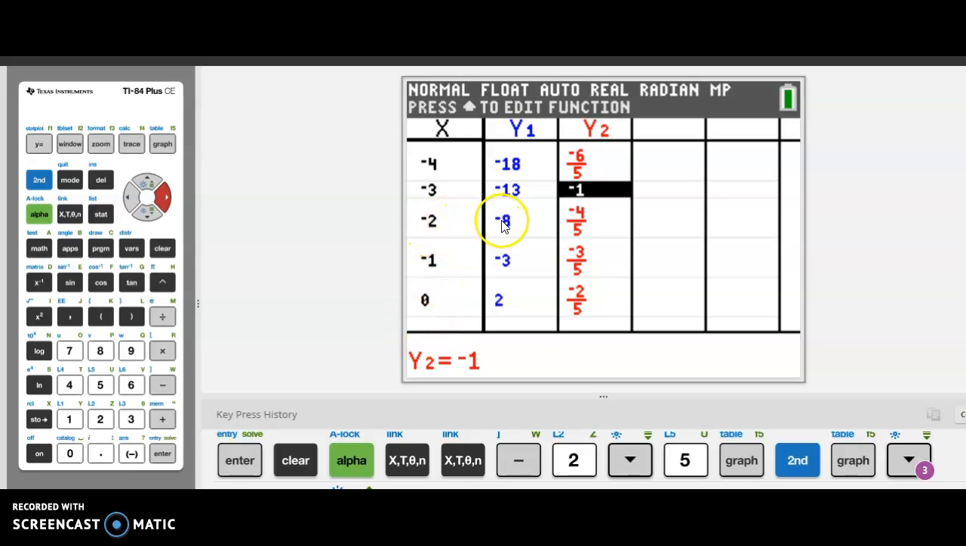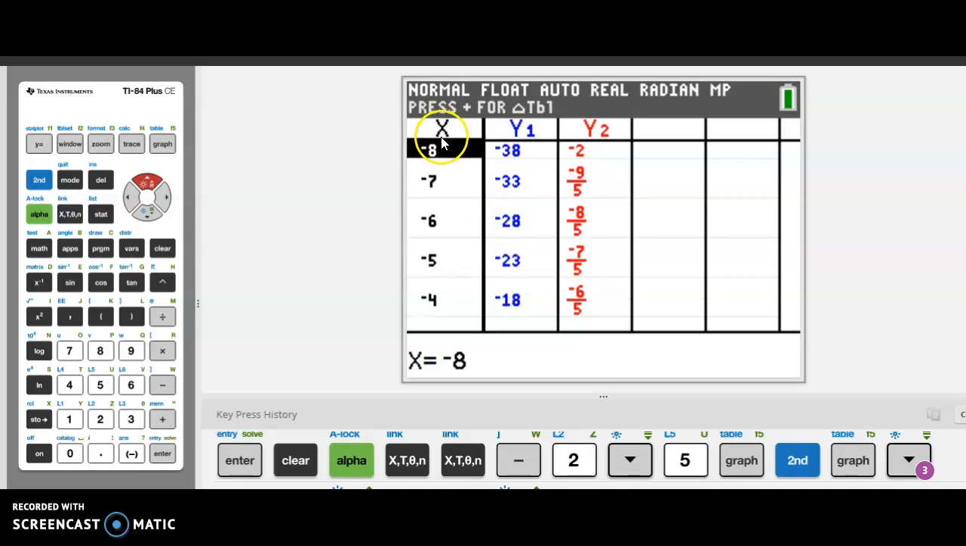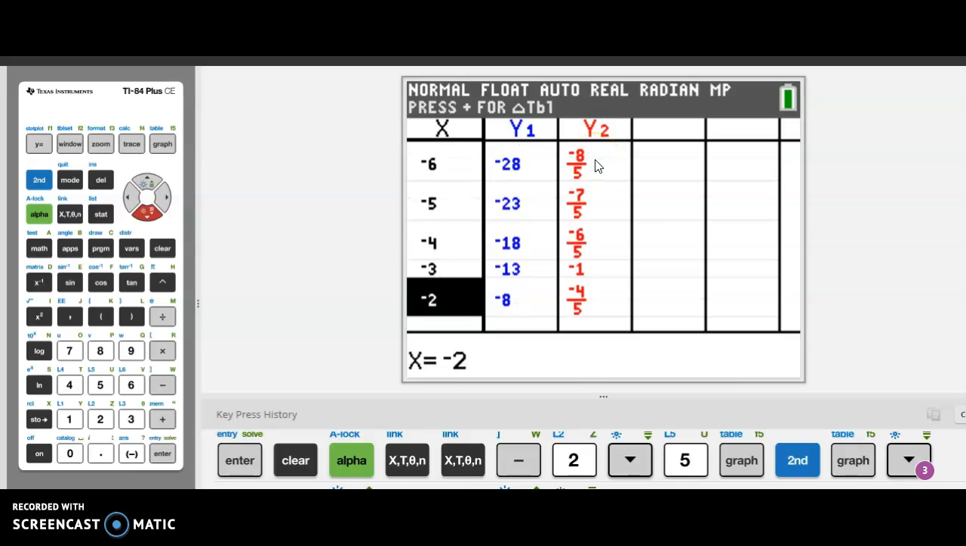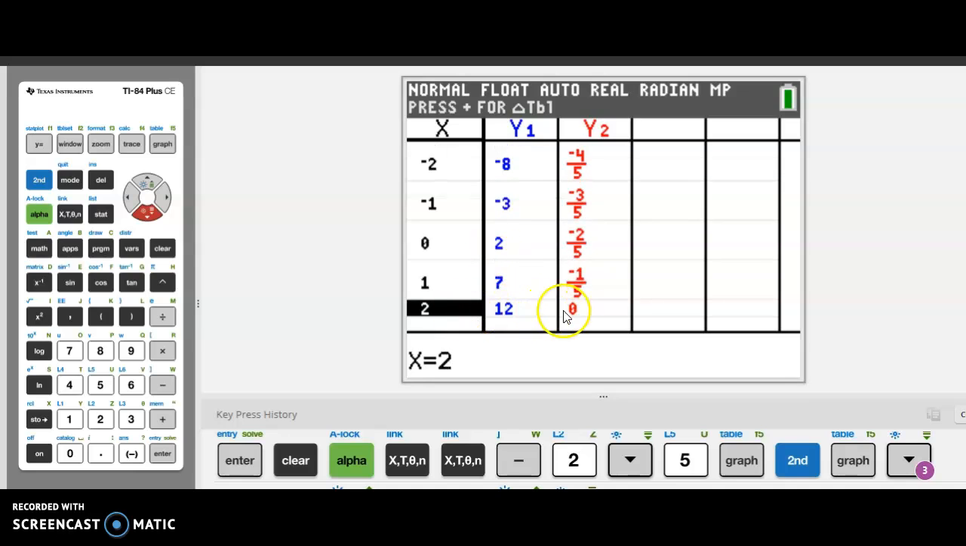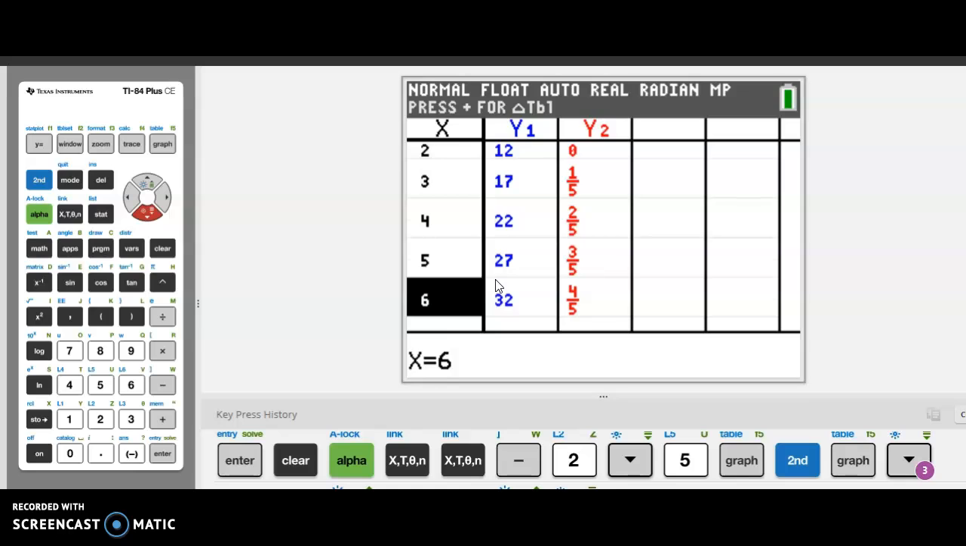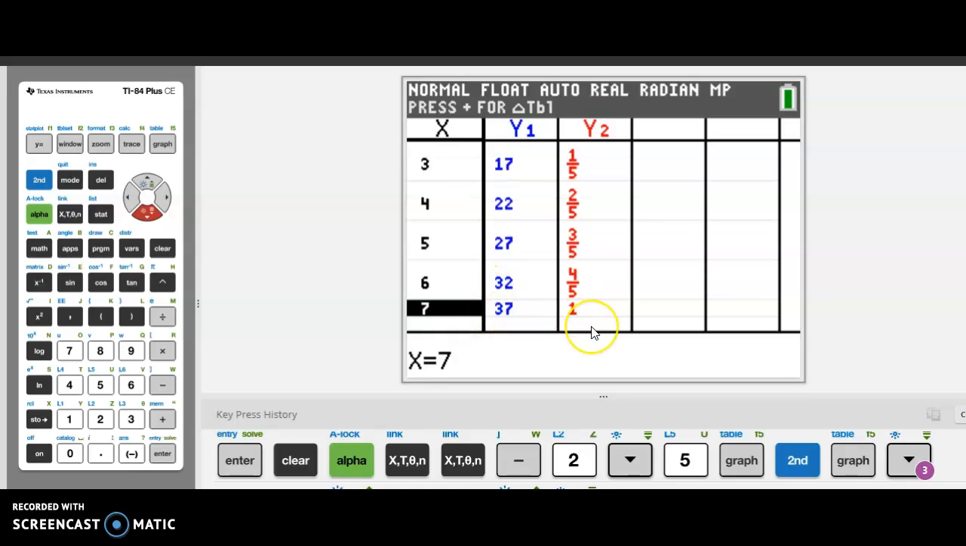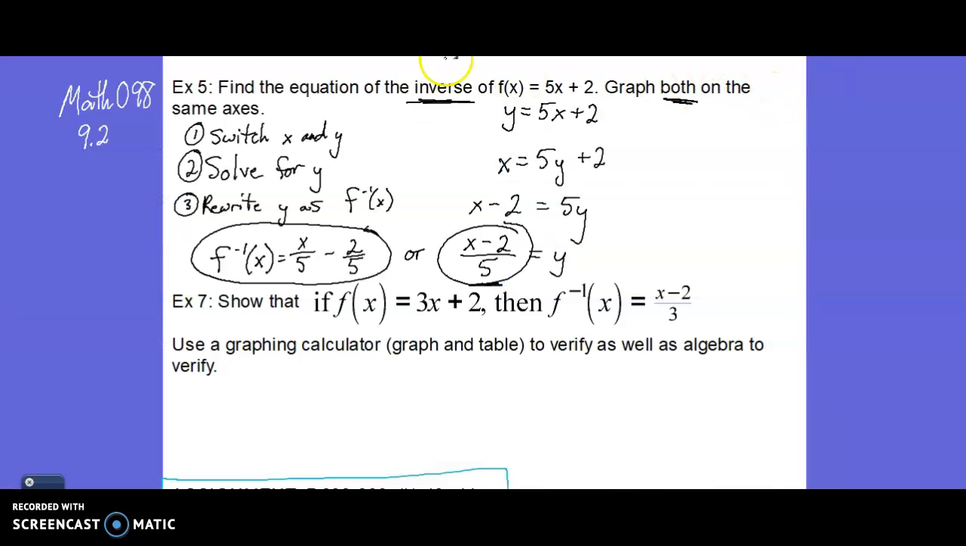So (-2, -8) for the blue curve needs to become (-8, -2) for the red curve, so I have to go all the way up here. And I can find more points that are positive, I think. Like (0, 2), I already mentioned. (2, 0). (1, 7) for the blue curve becomes (7, 1) for the red curve. So that's what you're looking for when you graph on the same axis.